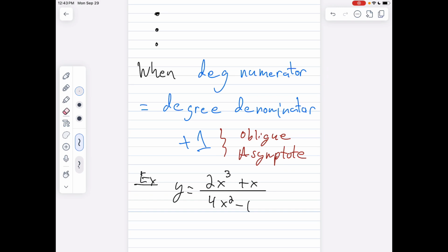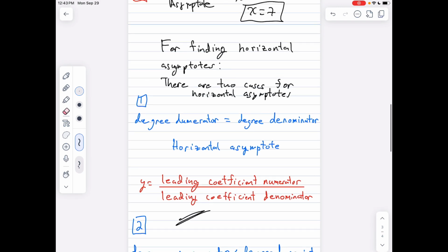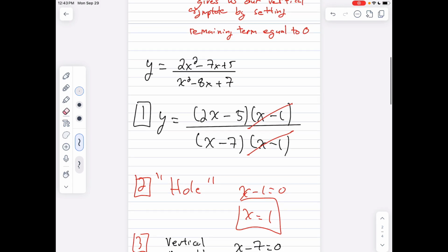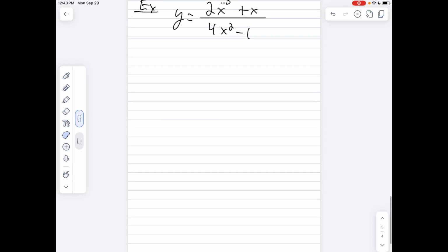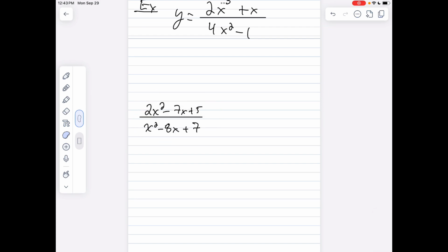Okay, so let's go back to our example here, and we have a couple choices. We can either work with the original one, the 2x squared minus 7x plus 5, or we can actually work with the simplified version. It actually doesn't matter for the horizontal asymptote. Let me write both of those versions here. So we had 2x minus 5 over x minus 7. So either one works for the horizontal asymptote. And I'm going to use the original one here.